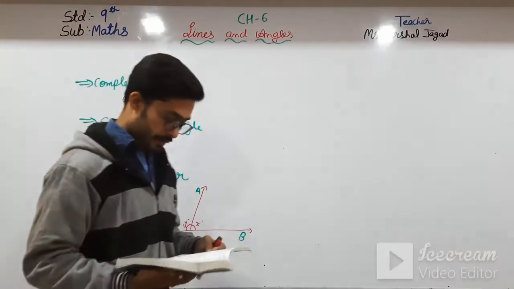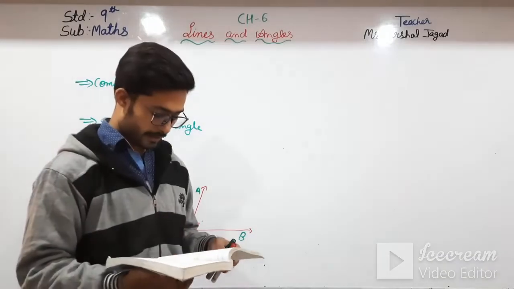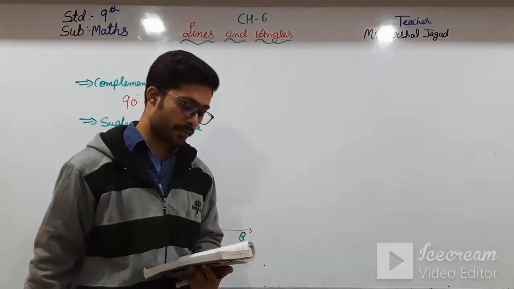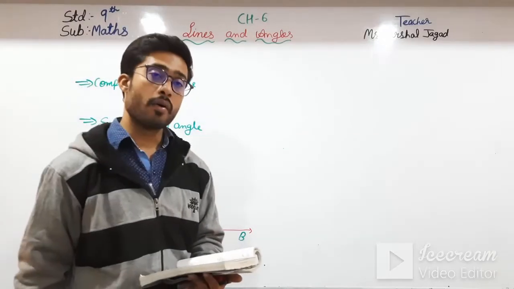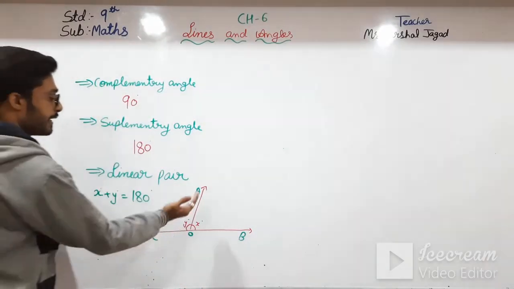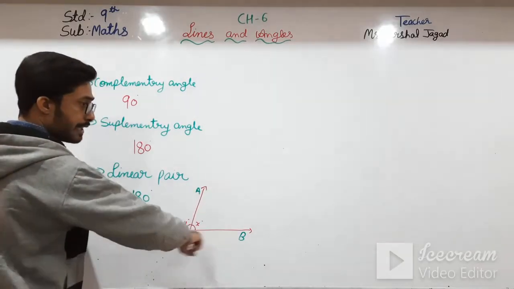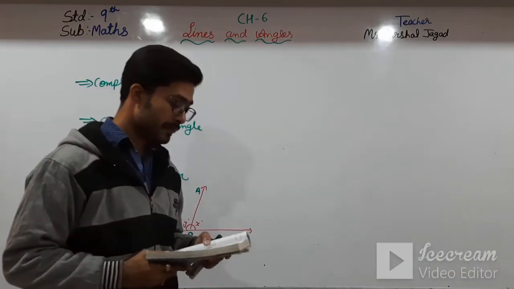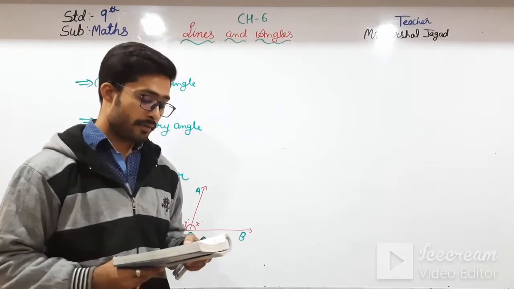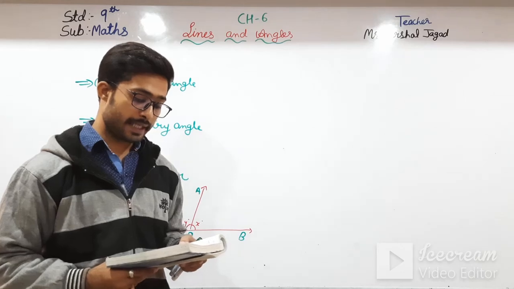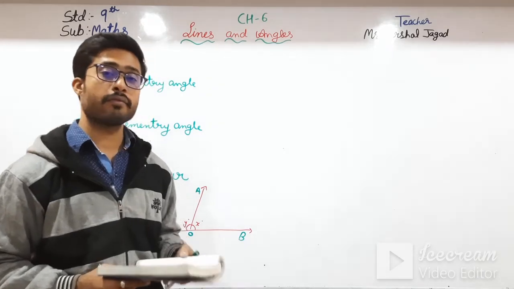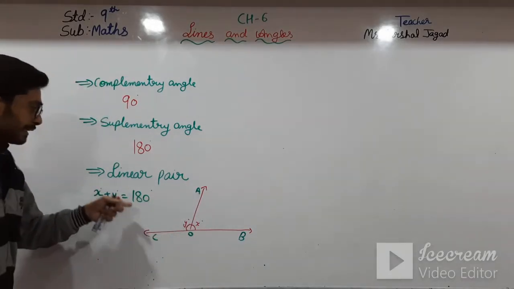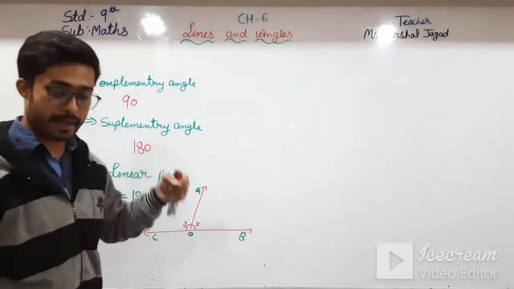Okay. See, moving forward, axiom 6.1. If a ray stands on a line, then the sum of the two adjacent angles so formed is 180 degree. See here, when a ray stands on a line, a straight line, then it is of 180 degree. Recall that when the sum of two adjacent angles is 180 degree, then they are called the linear pair of angles. When the sum of two adjacent angles is 180 degree, then that is known as linear pair.